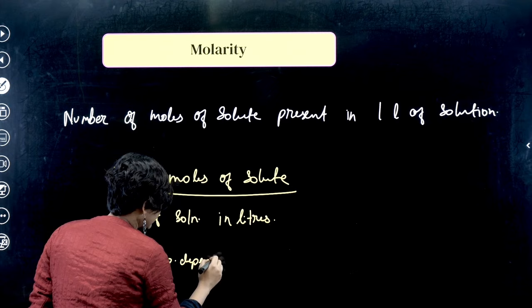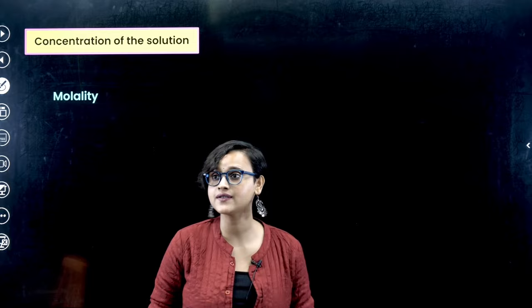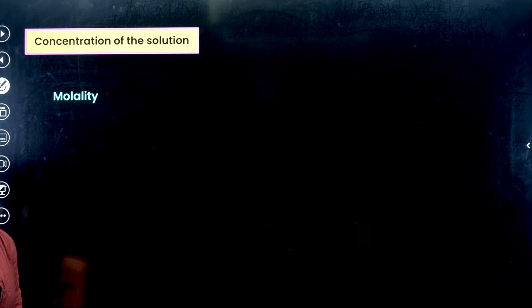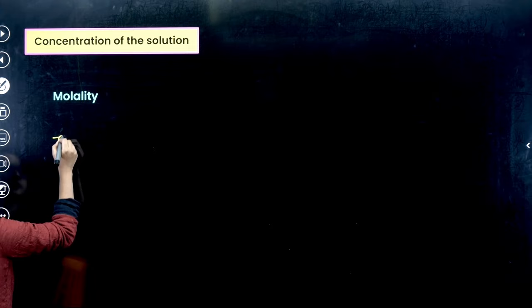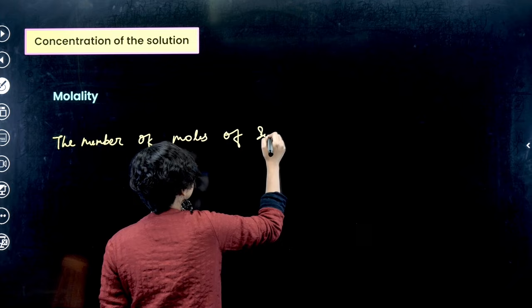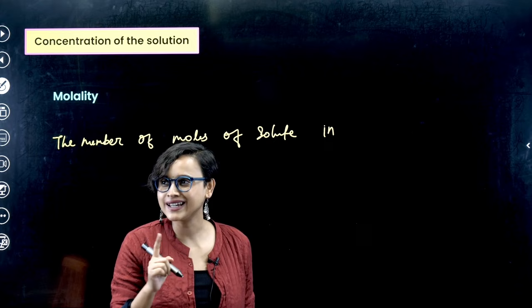Okay, great. Moving on, now we have something called molality, not molarity, molality. So what is molality, guys? How do we define molality? We will define molality as the number of moles of solute present in 1 kg of solvent. The number of moles of solute in 1 kg of solvent.